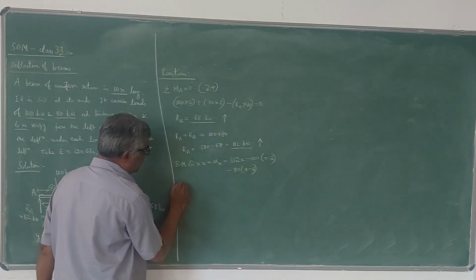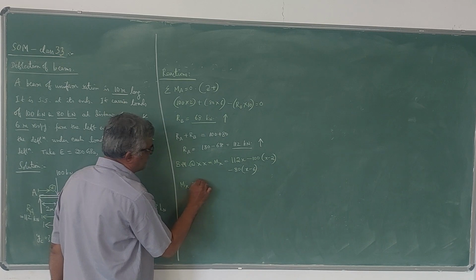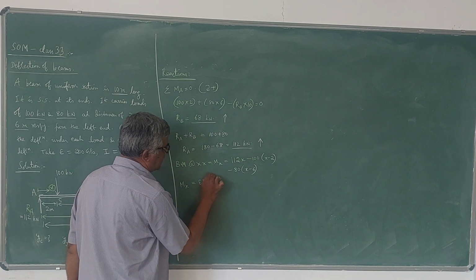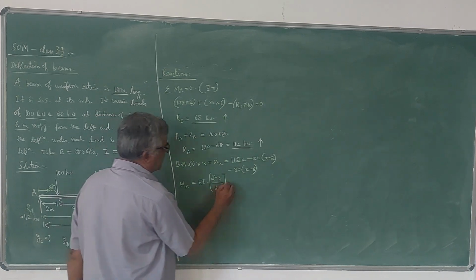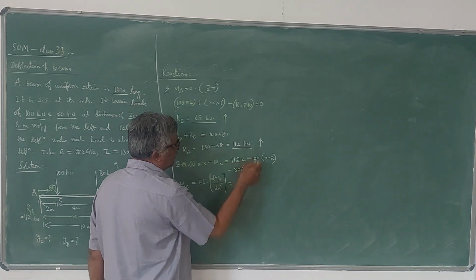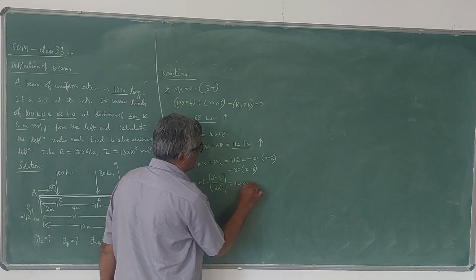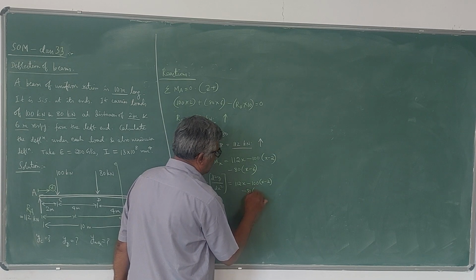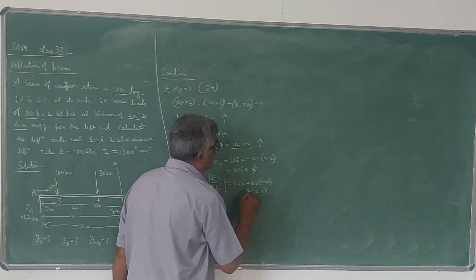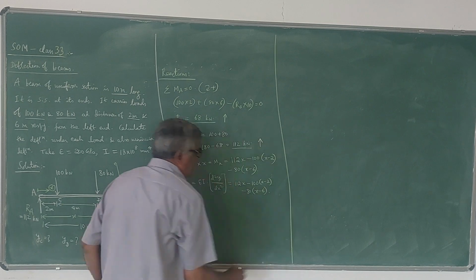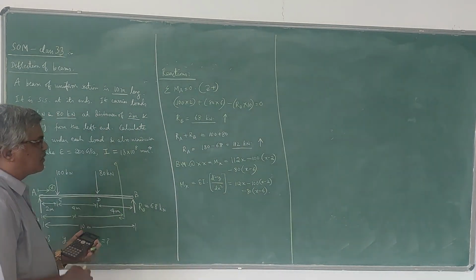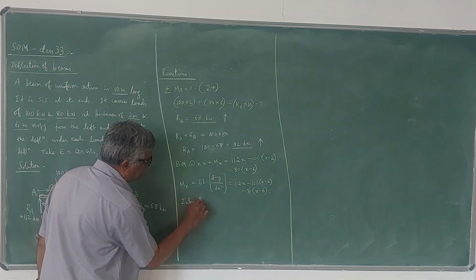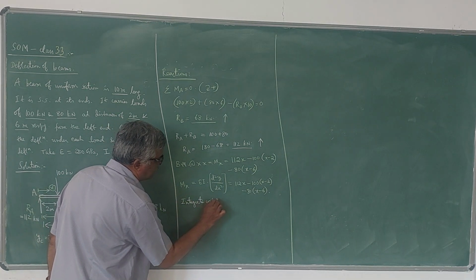According to the deflection equation, Mx is equal to EI into d square y by dx square. Therefore, EI d square y by dx square will be equal to 112x minus 100 into (x minus 2) minus 80 into (x minus 6). So this is the bending moment equation. If you integrate this, you will get the slope equation. I will integrate with respect to x.